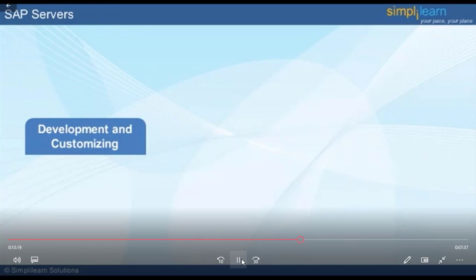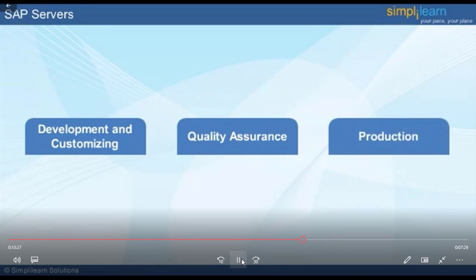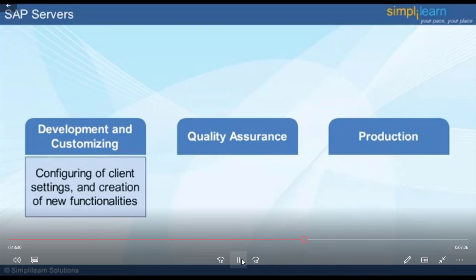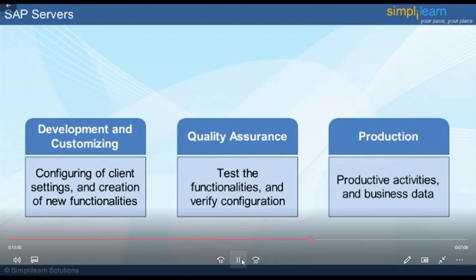SAP System can be divided into three servers: development and customizing, quality assurance, and production. Development and customizing. In this, server configuration can be done based on customers' requirements. Quality assurance. In this server, after the completion of configuration, the testing and verification of functionality can be done. Production. In this server, live business data for client activities can be found.